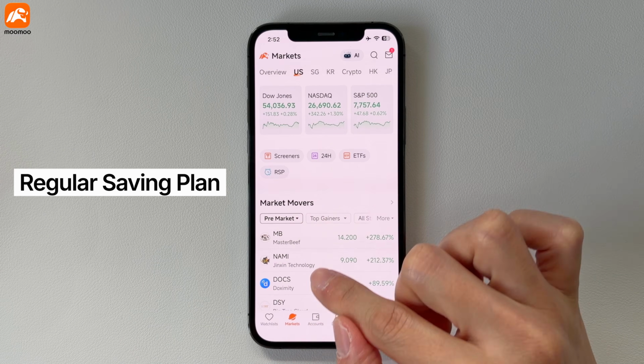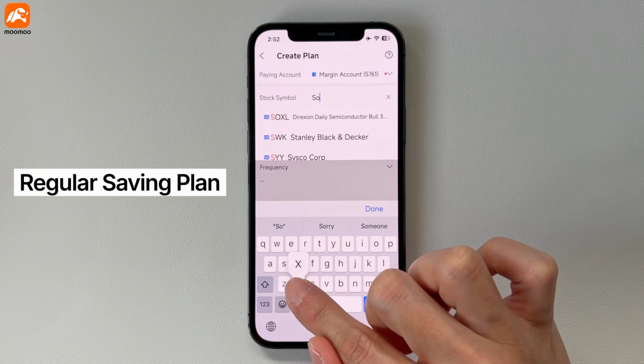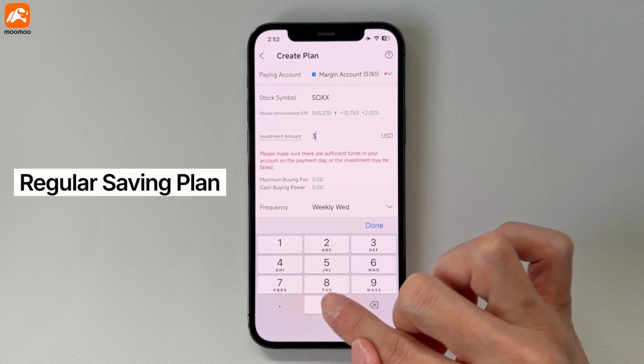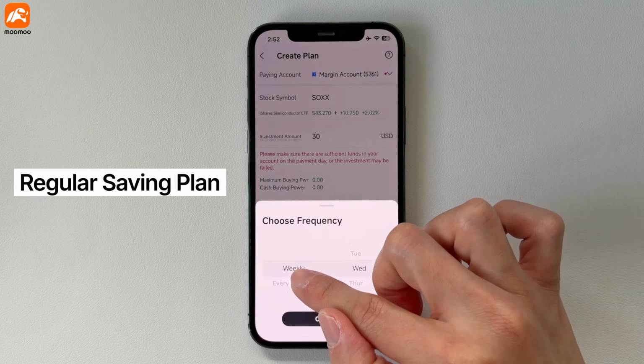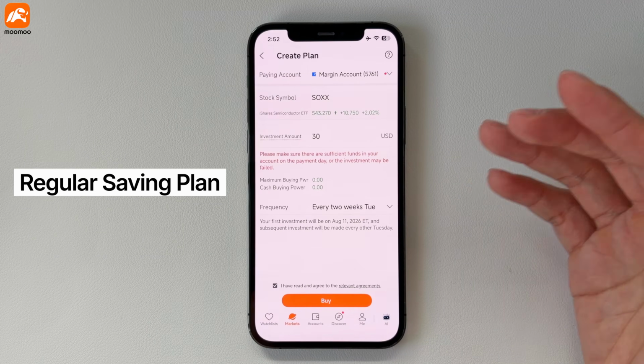If you find any interesting ETFs and want to hold them for the long term, you can set up DCA using the regular savings plan on Moomoo. Go to the Market tab, hit RSP, then hit Create Plan. Here you can choose your ETF, then your investment amount, for example $30 USD. Choose your frequency. Once you are happy, hit buy to start your RSP.